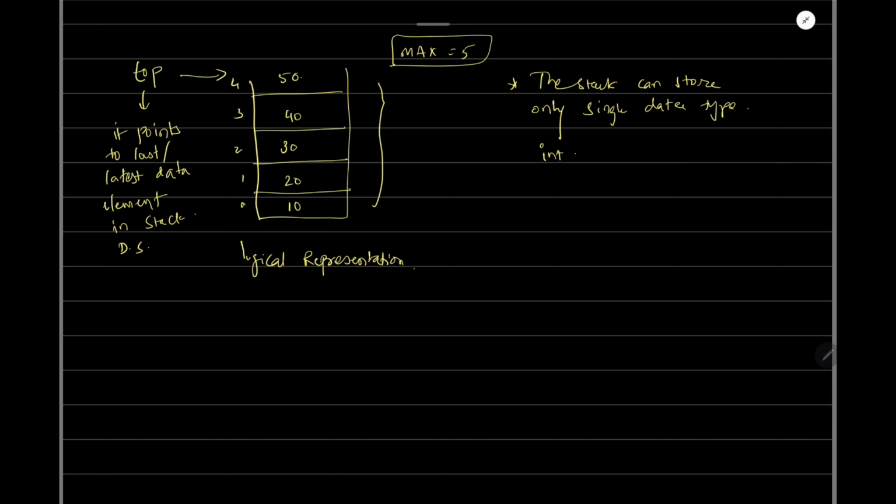So in the stack data structure, this is how we can define it. Let's say 10, 20, 30, 40. There is no 50, so here not every element is filled. Now the top will point to index 3. If these two are also empty, then the top will point here. So it simply points to the last or the latest data element in the stack data structure. This is one thing.